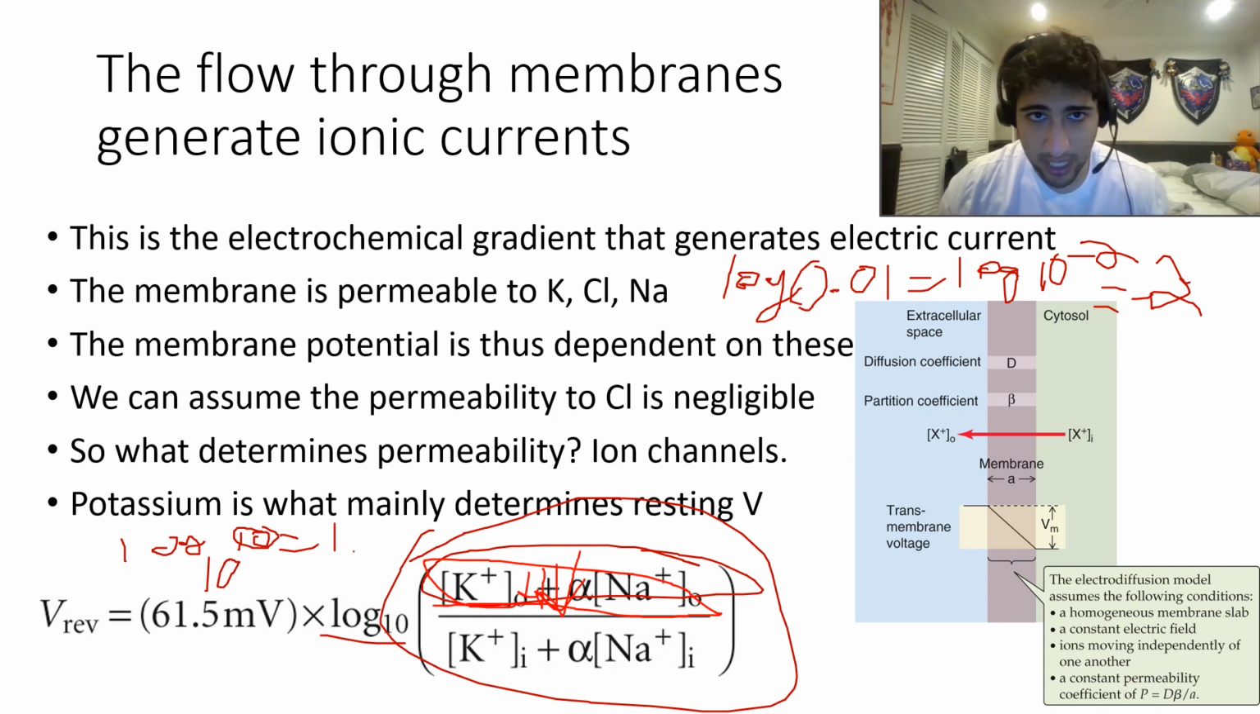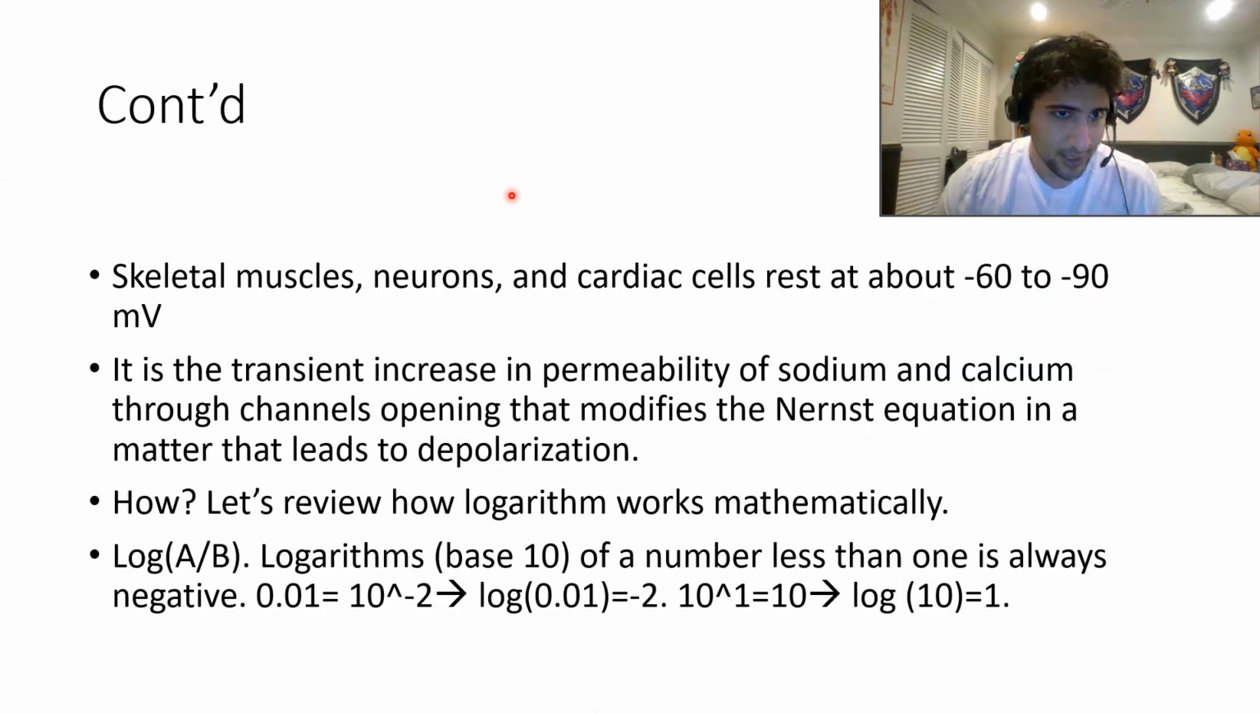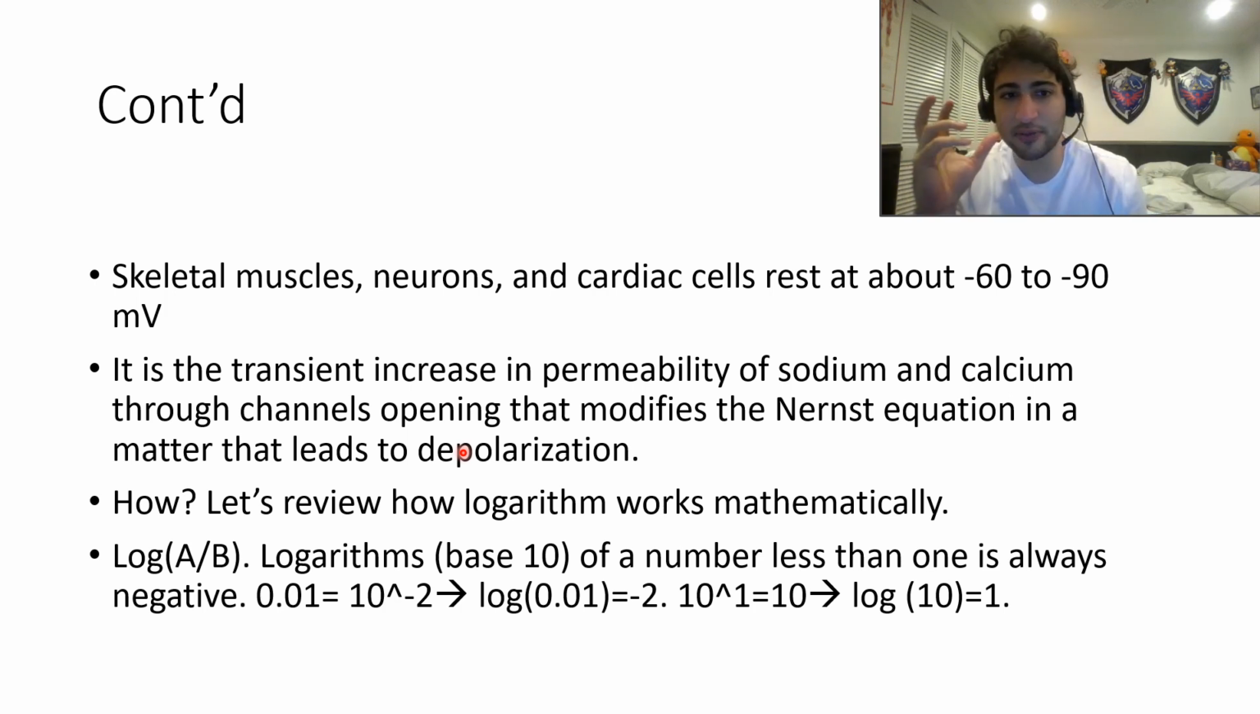Okay, and we'll review that as we see other examples on the next slides. So you have skeletal muscles, neurons, and cardiac cells resting in the range of -60 to -90 millivolts, and we'll see what determines that. It's the transient increase in the permeability of sodium and calcium channels that allows the Nernst equation to be modified. Normally calcium and sodium are not going to participate because there's no permeability of the membrane. There's nothing for them to pass through, so they can't really generate a potential because they can't pass through it to begin with.